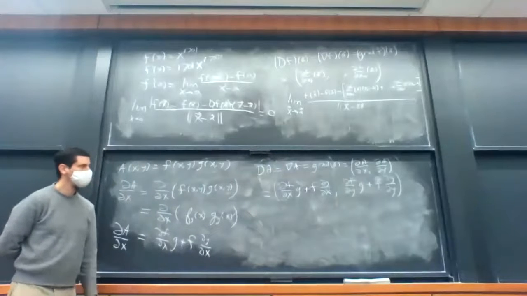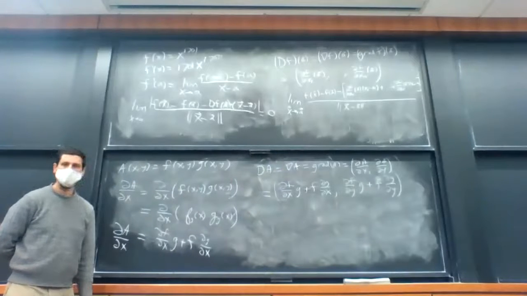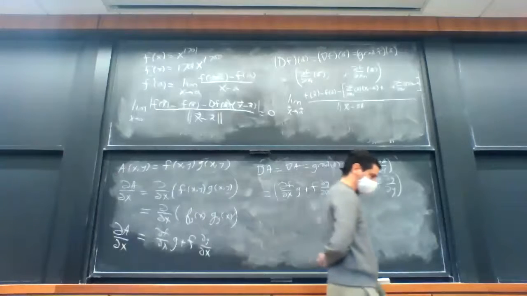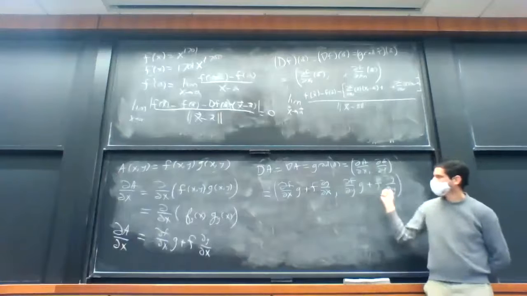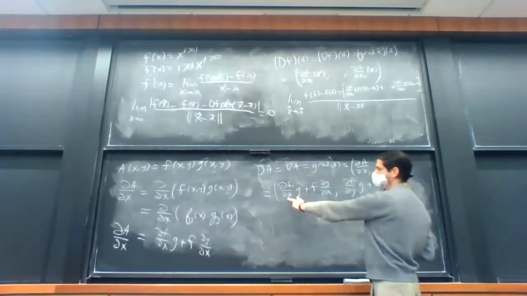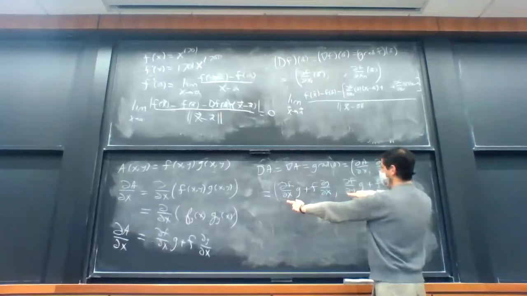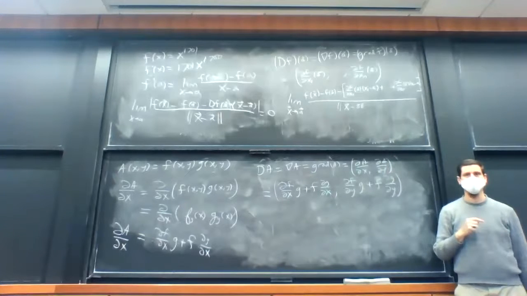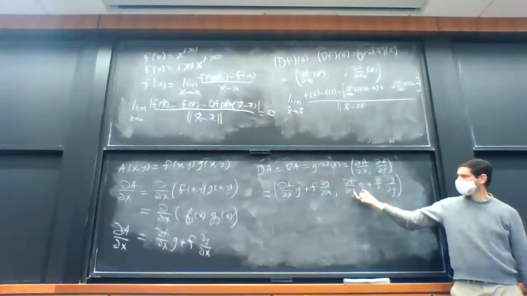Now, the goal is to try to do some algebra to rewrite this in a more illuminating manner. So I have four objects. Two in the x component, two in the y component, two in the first component, two in the second component. I can write this as a sum of two vectors. What do you think I should pair with df dx g? Should I pair it with df dy g or f dg dy? 50-50 chance. Df dy g.